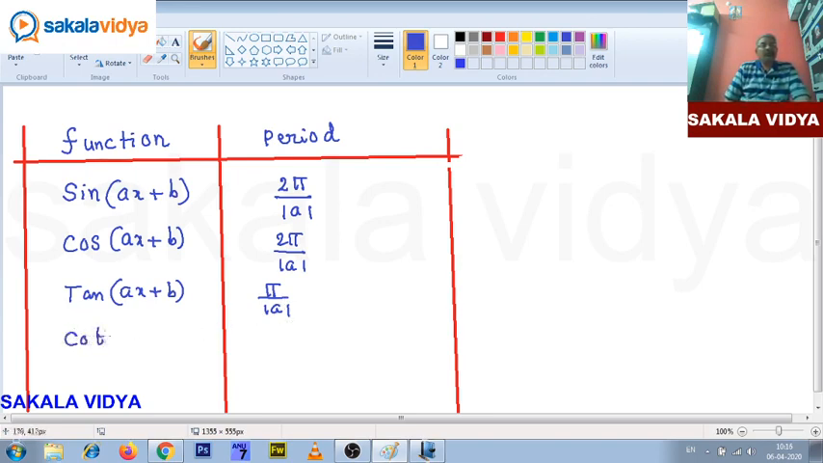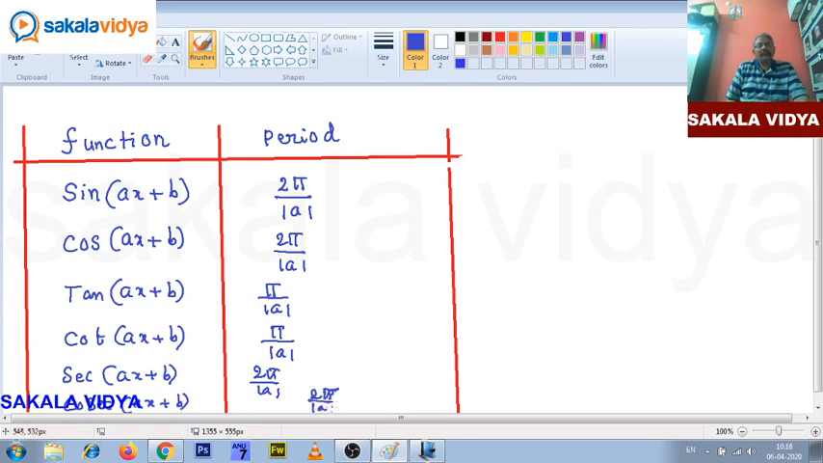Next, cot of ax plus b. The period of cot of ax plus b is pi by mod a. Next, the period of secant of ax plus b is 2 pi by mod a. The period of cosecant of ax plus b is 2 pi by mod a. These are the periods of the trig functions.